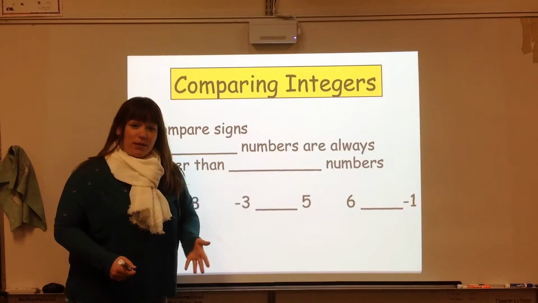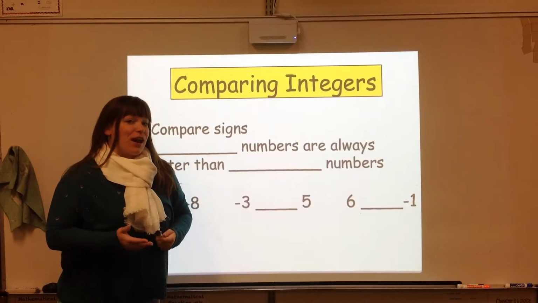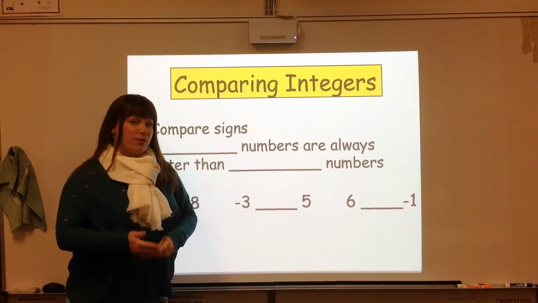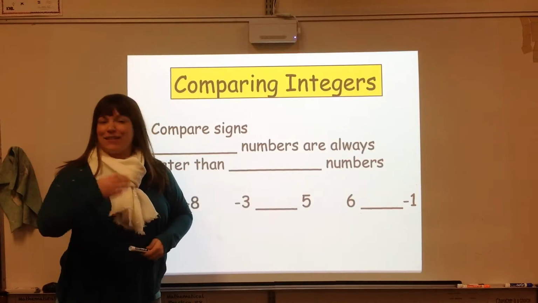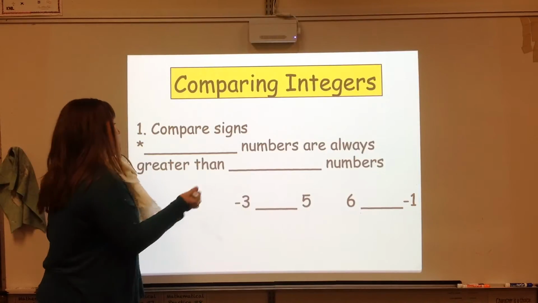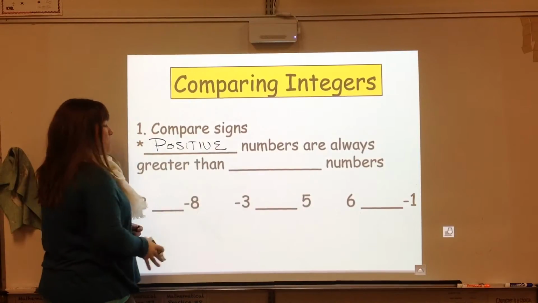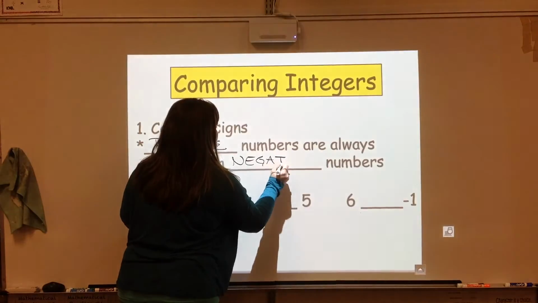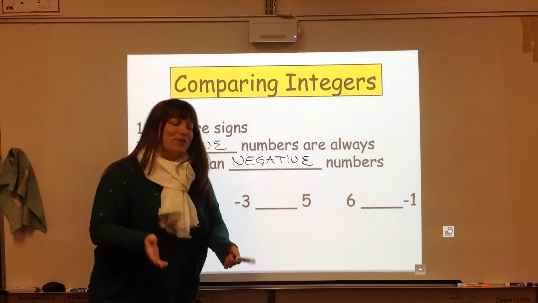So there's three things that I'm going to talk about today with respect to comparing integers and ordering them. In order to compare, you can do a couple of different things. The first thing you can do is just compare the signs. Is it positive or negative? Positive numbers, you can fill this in with me, are always going to be greater than negative numbers. That makes sense because negative numbers are less than 0.